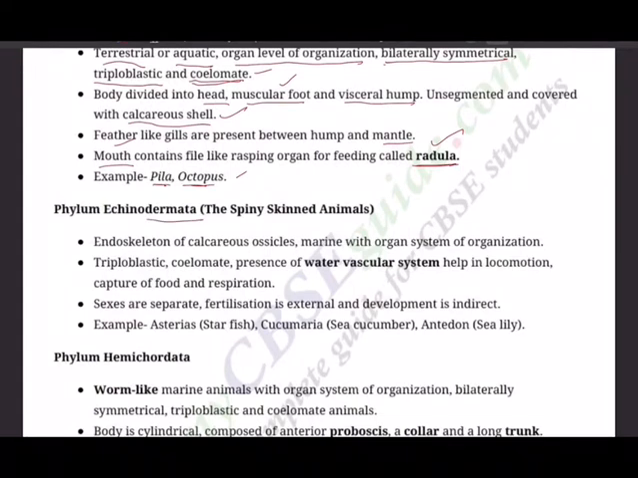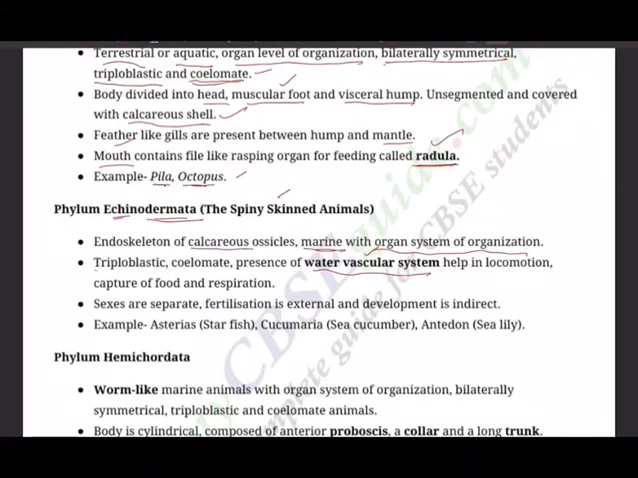Moving ahead, phylum Echinodermata. Dermata means layer, echino means spines. These animals have a skin with spines, spiny skinned animals. Endoskeleton, very important, made up of calcium, calcareous ossicles. Marine, of course, you will find all these fellows in the sea, with organ system of organization. Systems have come, like digestive system, respiratory system, circulatory system, and most important is this water vascular system. This is the advanced feature of these animals.